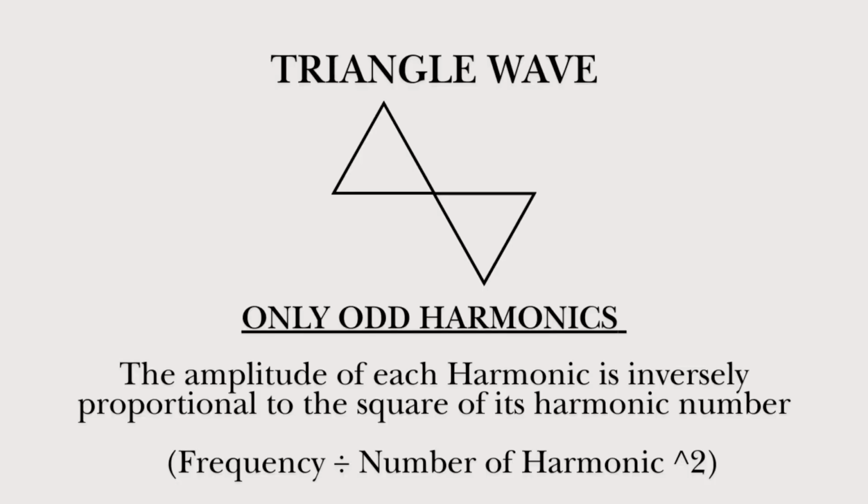So next, let's look at the triangle wave. Other than the shape of the wave, the main difference between a sine wave and a triangle wave is that the triangle wave actually has harmonics. It's not all of the harmonics, though. It's only the odd numbers. So the 3rd harmonic, the 5th, the 7th, the 9th, the 11th, and so on into infinity.